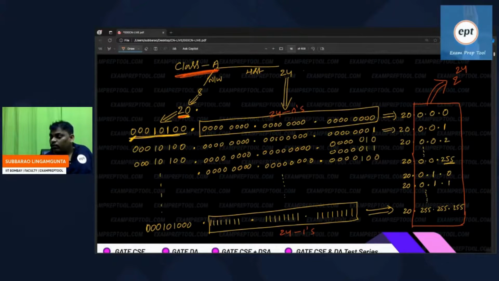2 power 24 hosts possible. Now listen everyone. How many people will give the answer to me? Class A network purpose 8 bits. Please give answer to me. Can you say what is the first class A network number?